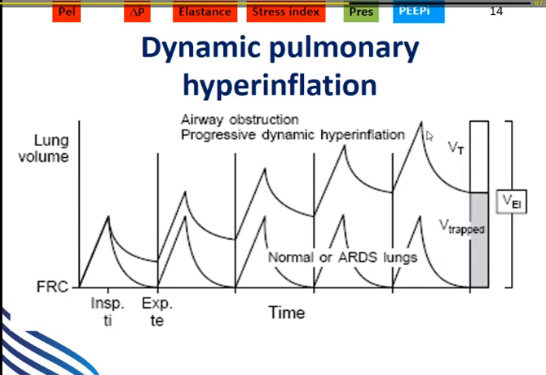And you see that at the same time, there is an increase in the inspiratory lung volume, making it closer and closer to the total lung capacity. The difference between the volume at the end of expiration during the mechanical breath and the expected FRC is named dynamic pulmonary hyperinflation, or trapped volume.